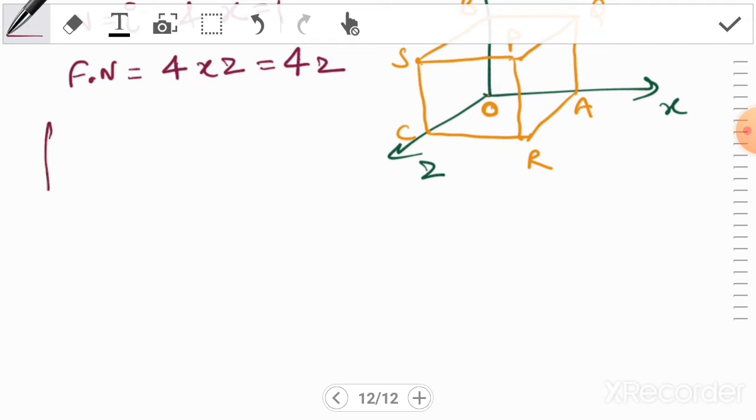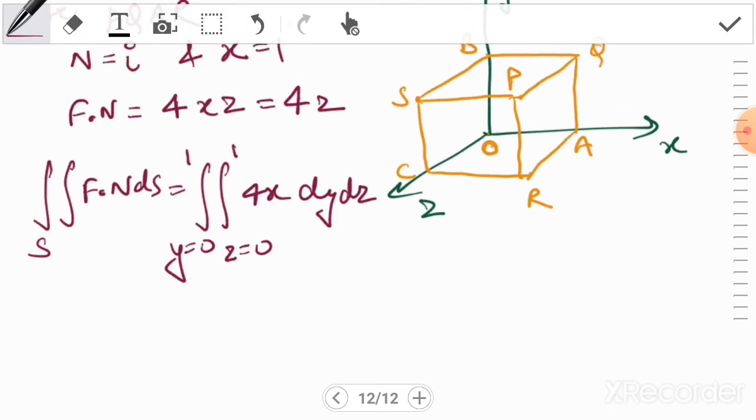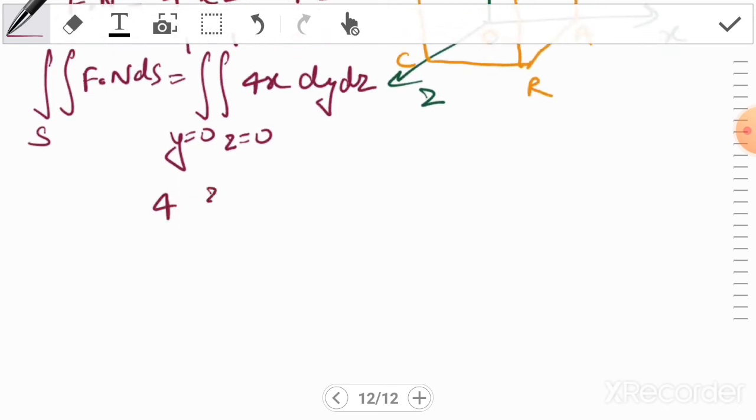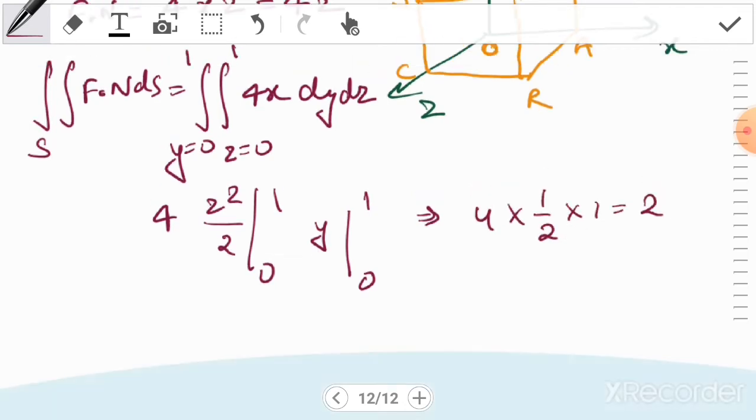Now let us evaluate the integral of f dot n ds, with y from 0 to 1, z from 0 to 1, of 4x dy dz, because x is constant for PQAR. Now evaluating, we will have 4 z square by 2 from 0 to 1 and y from 0 to 1, which will be 4 times half into 1. So 2.